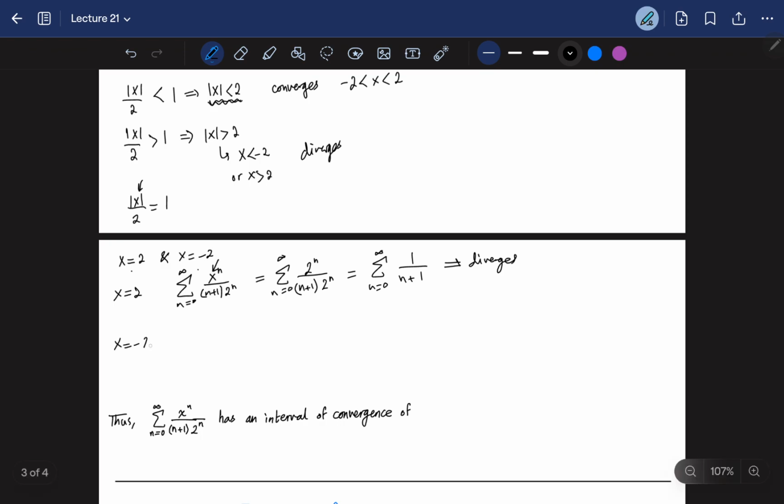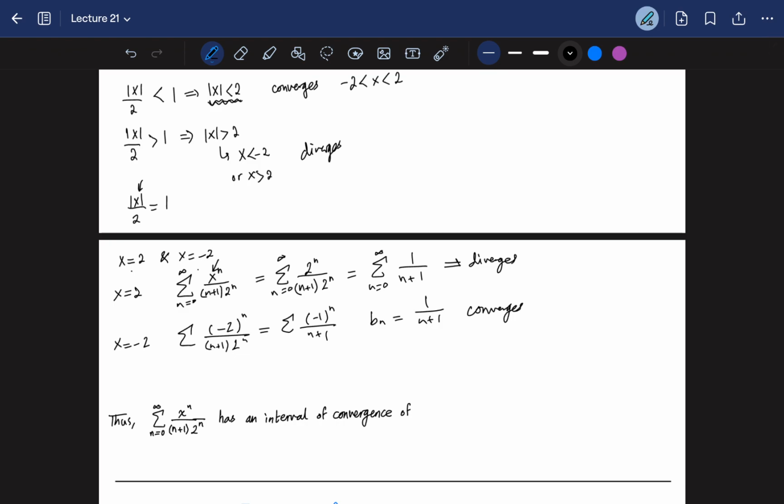How about x equals -2? Doing the same exact thing, I'm going to get -2 to the n over n plus 1, 2 to the n. If you simplify, this is -1 to the n over n plus 1. Now, if you look at it, this is an alternating series with b of n 1 over n plus 1. Try and apply the alternating series test. You're going to see that this converges. So at x equals -2, my series converges.